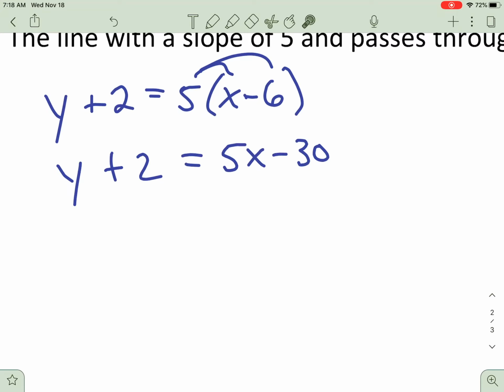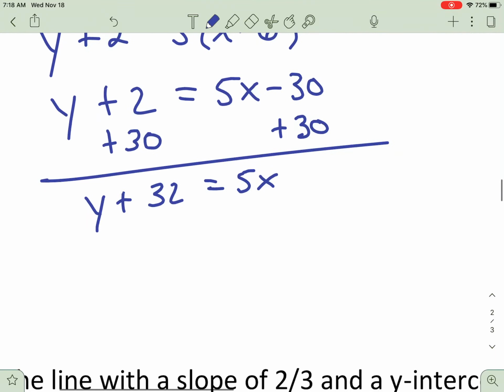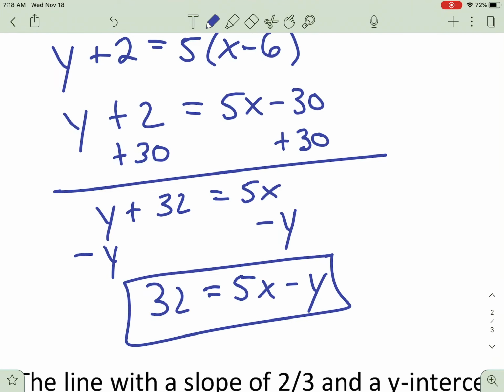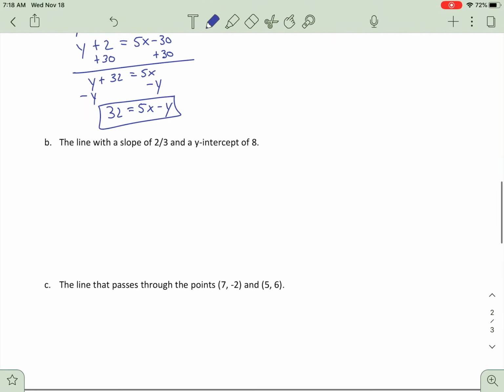We want to get x and y on the same side, so I'm going to get this y and move it over, and I'm going to get rid of this 30 and take it over here. So let's do that first. So y plus 32 equals 5x. Okay, now we want to get y on the same side as x. So 32 equals 5x minus y. Done. Okay, and again, that's done because x and y are now on the same side. X is positive, and they're all whole numbers. Okay? All right, let's try the next one.